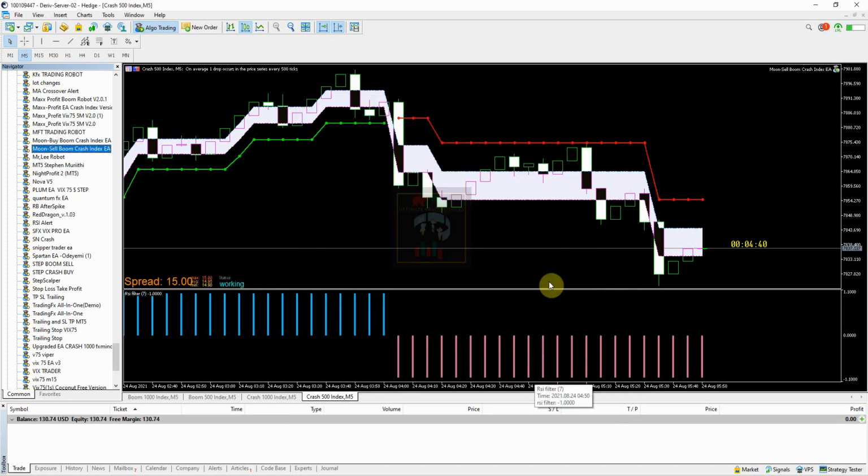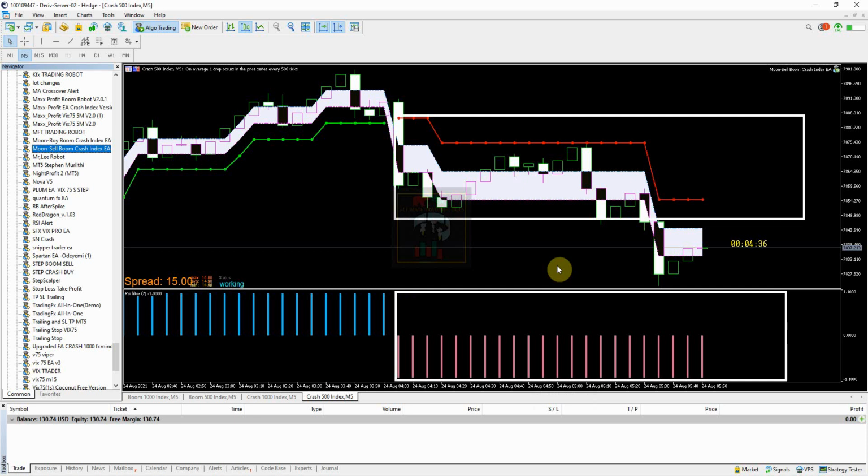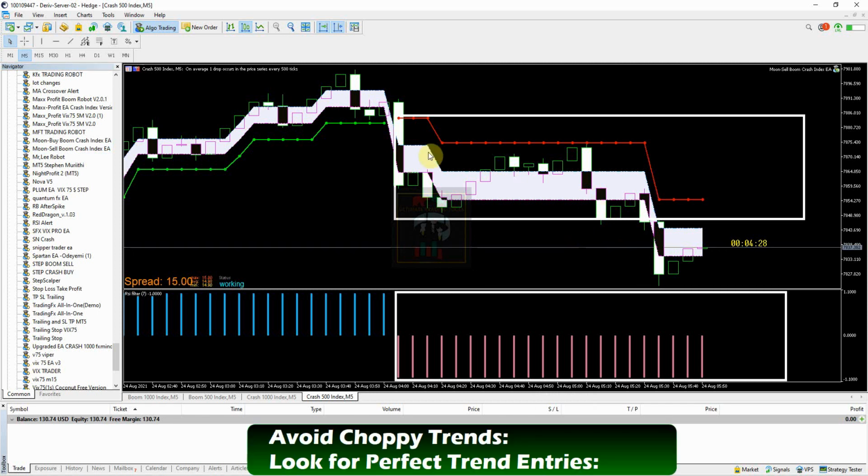The robot will only execute a trade when the trend conditions are met. Make sure all the conditions are aligning before running the robot. When the RSI space trend is red, it increases the probability of spikes happening. Avoid running the robot when the market is choppy. Only run the robot when you can detect clear trend movement.